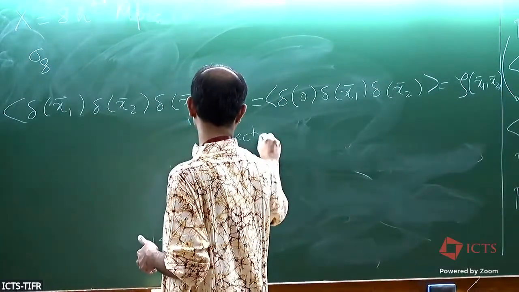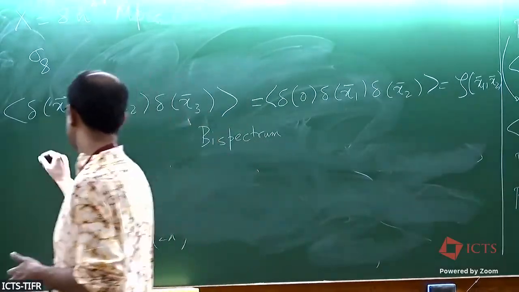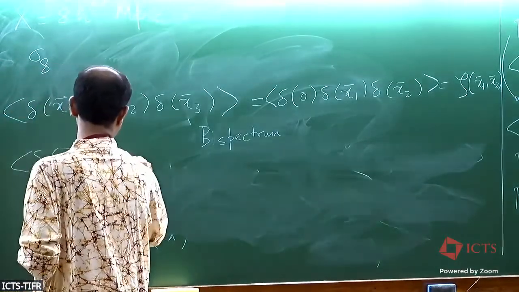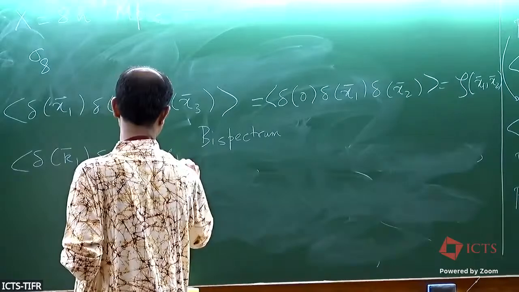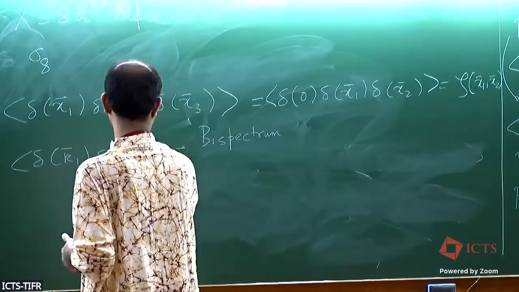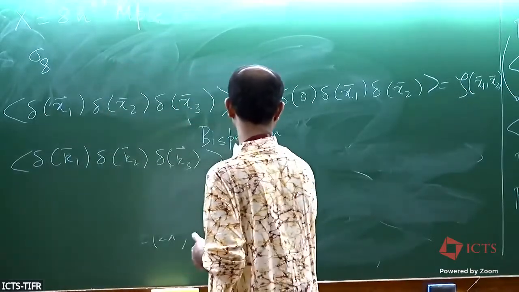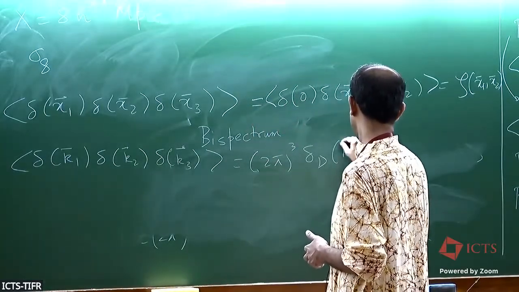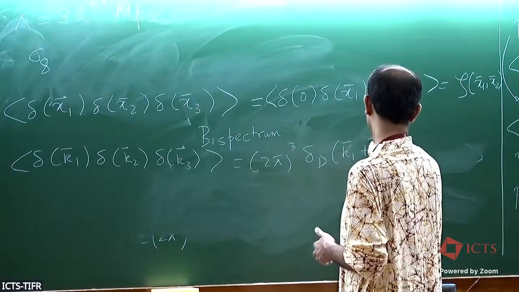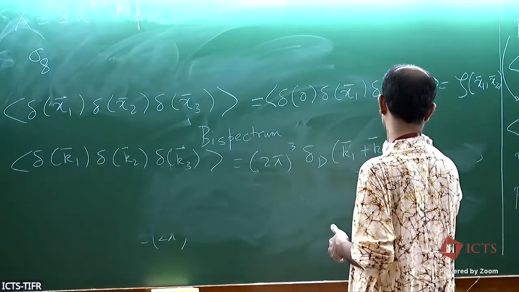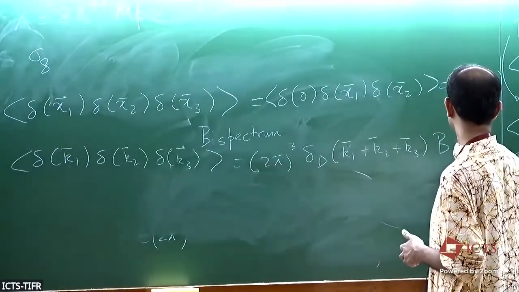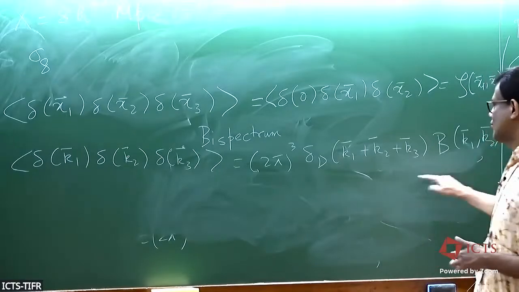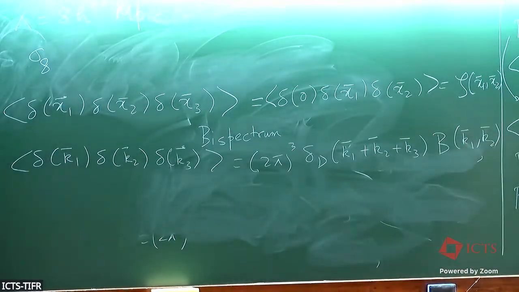And this bispectrum will also have a similar form. It will be delta k1, delta k2, delta k3, average equal to 2 pi cube. There will be a delta function of k1 plus k2 plus k3, and hence it will be a function of only k1 and k2. So k1, k2 and k3 will form a triangle, basically.